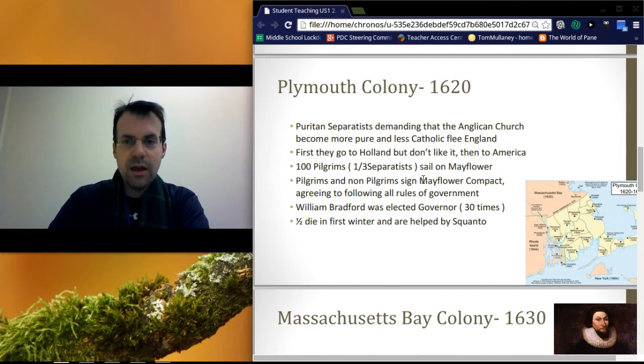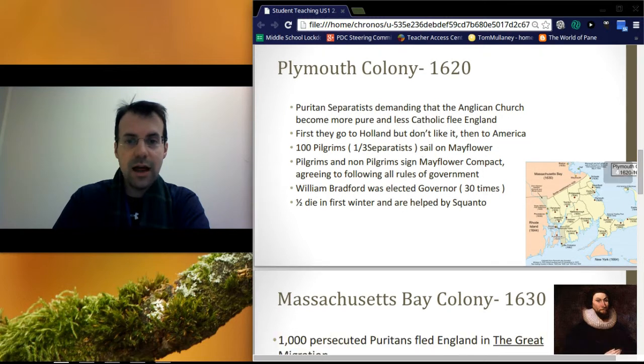On the ship, the Mayflower, they agree to the Mayflower Compact, which is an agreement where they say, we will agree to follow the rules that the majority set. And so again, when we talk about building American democracy, another seed in that garden.